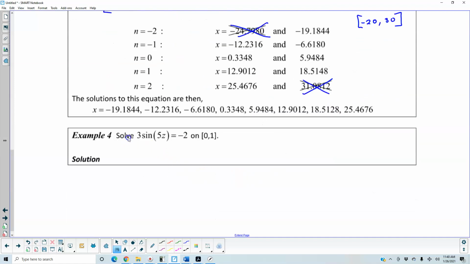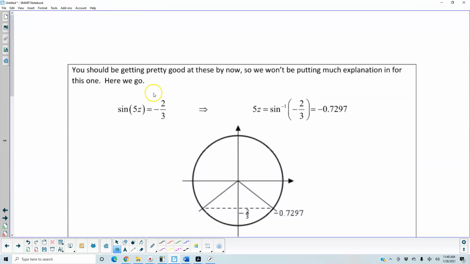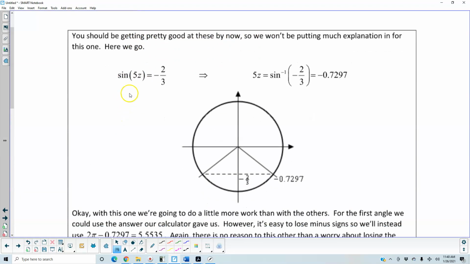Example 4, it says solve 3 times the sine of 5z is equal to -2 on the interval between 0 and 1. So you should be getting pretty good at these by now, so we won't be putting much explanation in for this one. So here we go. The sine of 5z is equal to -2/3. Divide both sides by the sine. So 5z is equal to the sine inverse of -2/3.